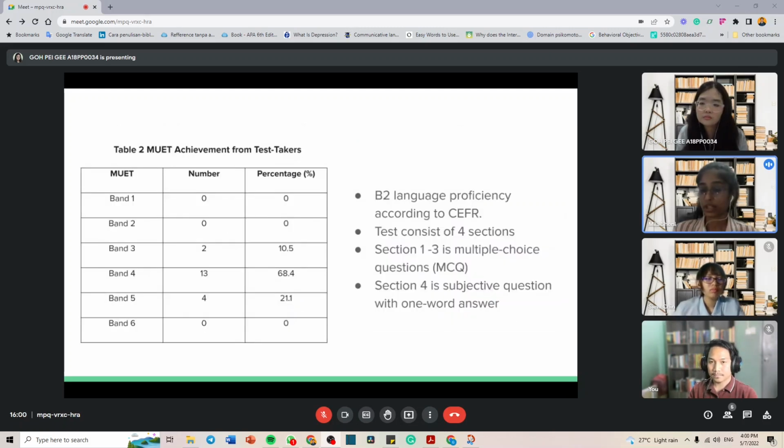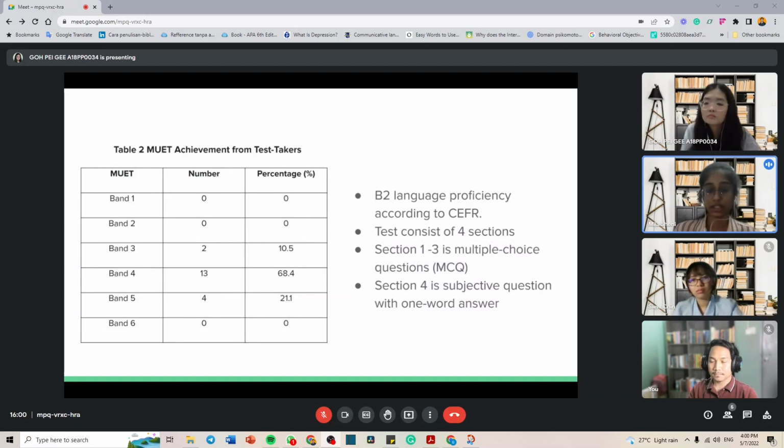Next one. Here is table 2 for participants' MUET achievement. Here, most of them scored band 4 in MUET previously, with 13 of them, which is the highest percentage, 68.4%. The second one is band 5, with 4 of them scoring band 5 at 21.1%, and the third one is band 3, with 2 of them scoring 10.5%.